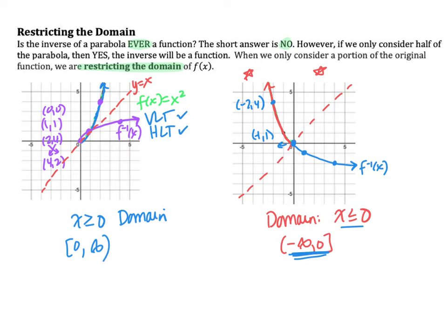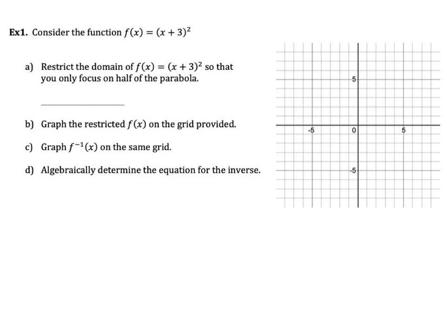So now the original passed the horizontal line test and passed the vertical line test. So I know when I graph the inverse, it's also going to be a function. All right, so what are we going to do with this information? Well, let's check it out.